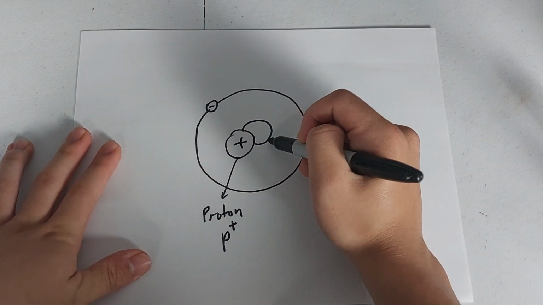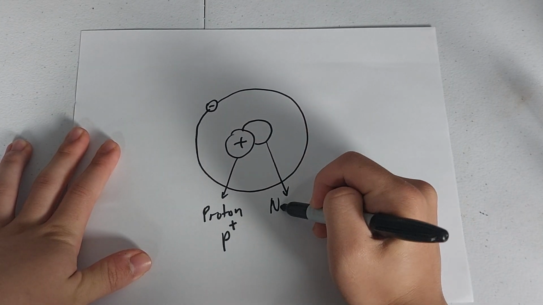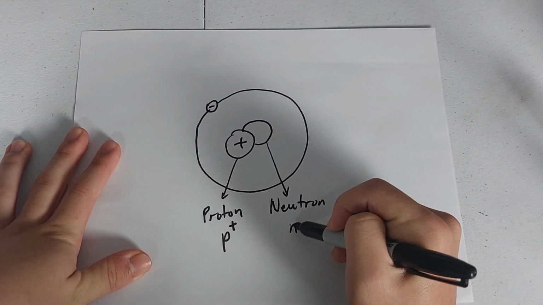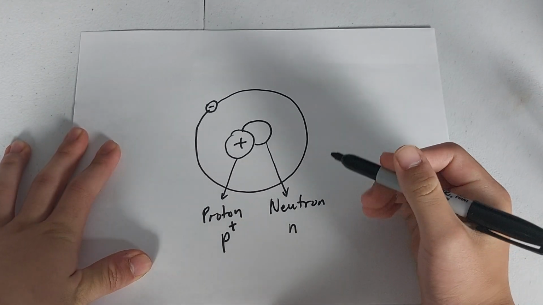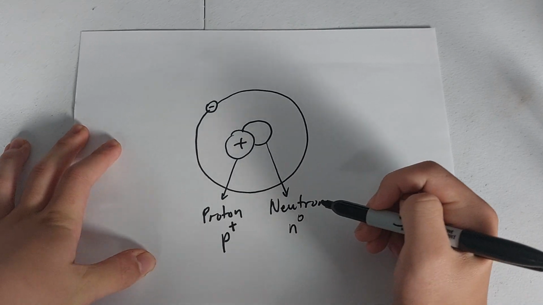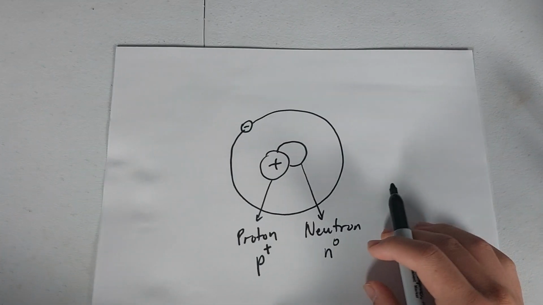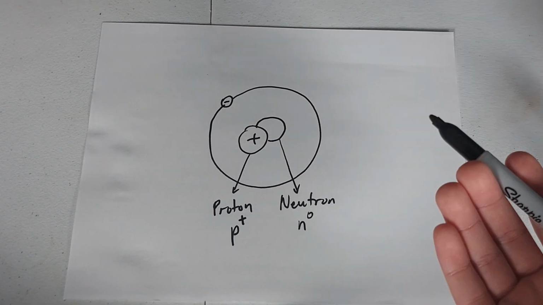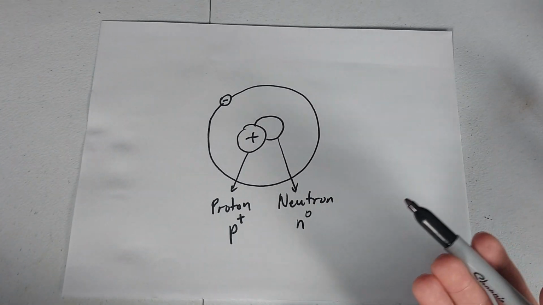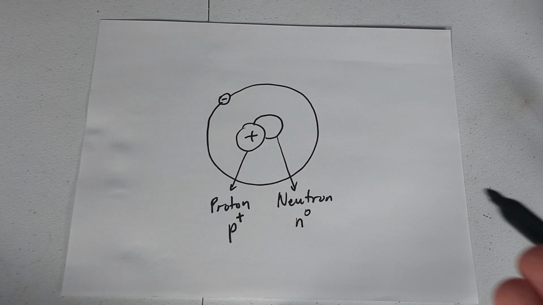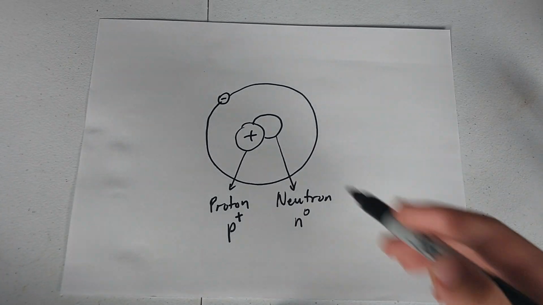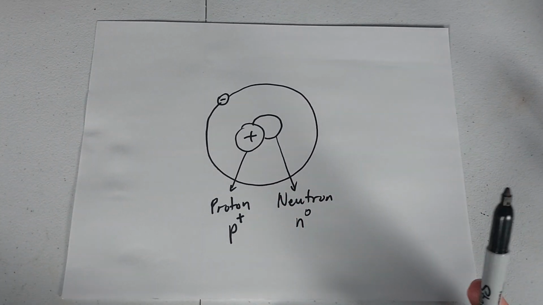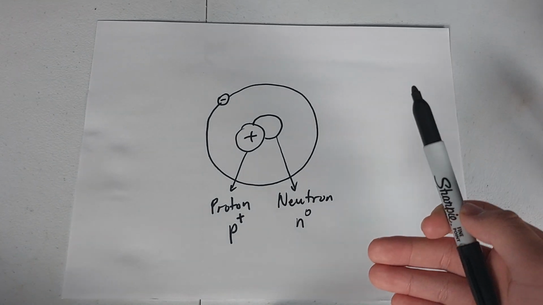The second part in the nucleus is called the neutron. So neutrons are spelled like this, and they have N as the symbol, lowercase n, so that they don't get confused with nitrogen, and 0 as a superscript. Now, if you couldn't tell already, neutrons have no charge. So even if you have more or less neutrons, they're not going to affect their chemical properties that much. But what it does affect is the mass, because both of these have a mass of 1 AMU. So having more neutrons will make your atom heavier.